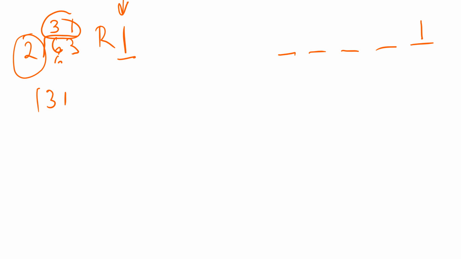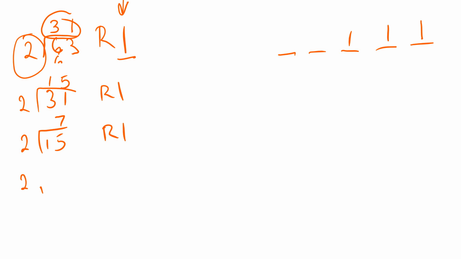31 divided by 2 is, it's going to go in there 15 times with a remainder of 1. So I'm going to put a 1 right over here. And then I'm going to divide 2 into 15. That's going to go 7 times with a remainder of 1. So I'm going to put another 1 right here.